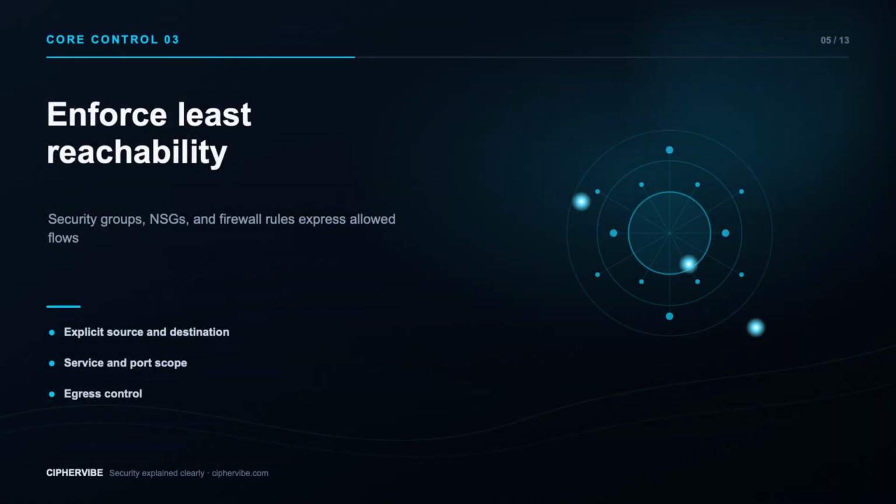The third building block is enforce least reachability. Write rules in terms of approved sources, destinations, services, ports, and direction. Use identity-aware groups or tags where possible, restrict egress as well as ingress, and remove broad network ranges that turn a temporary troubleshooting change into permanent lateral movement.